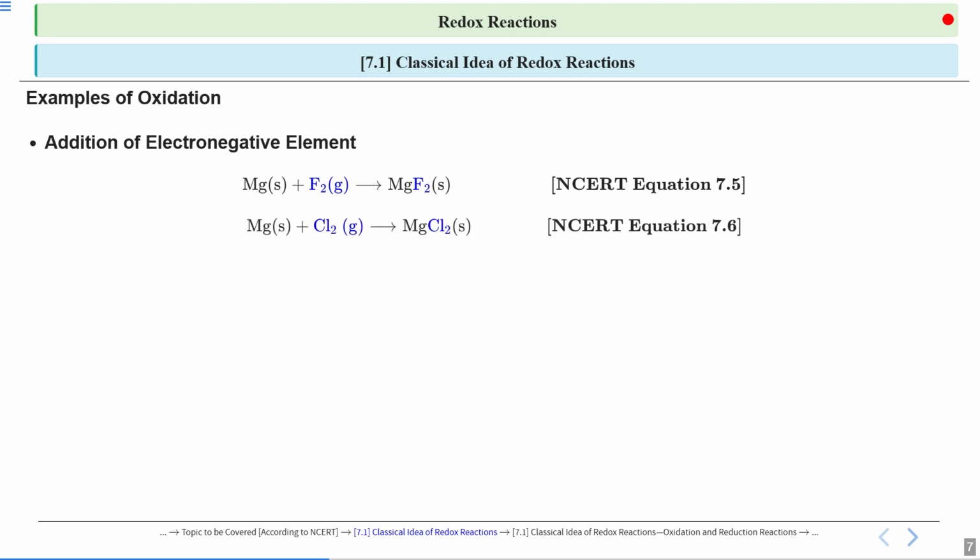In the next reaction, the magnesium is reacting with chlorine, forming magnesium chloride. That means chlorine is also an electronegative element, and this particular electronegative element again is being added to magnesium, forming magnesium chloride. And hence again we can clearly specify here that the addition of electronegative element has taken place that has formed magnesium chloride and can be concluded as an example of oxidation reaction.